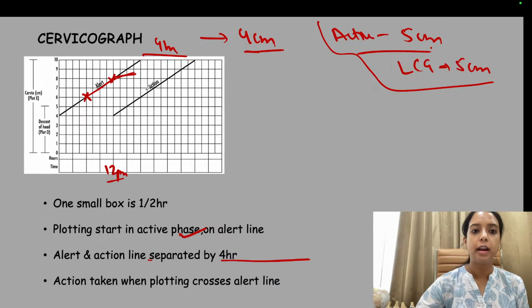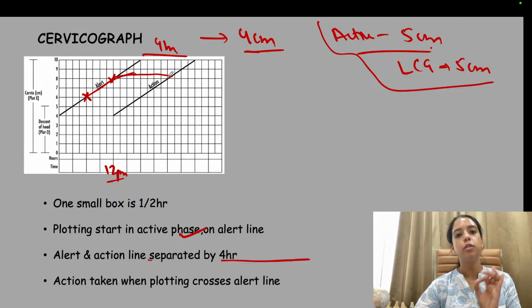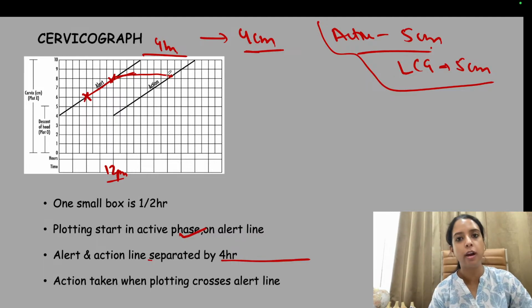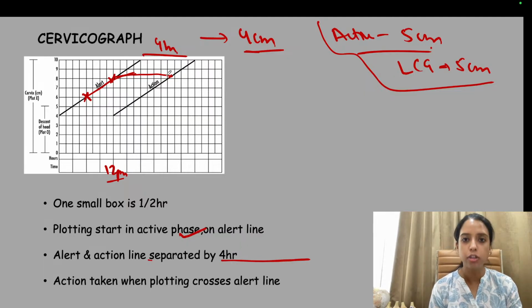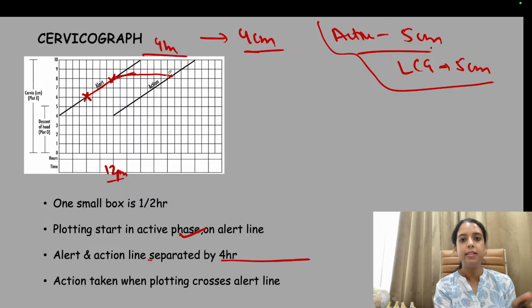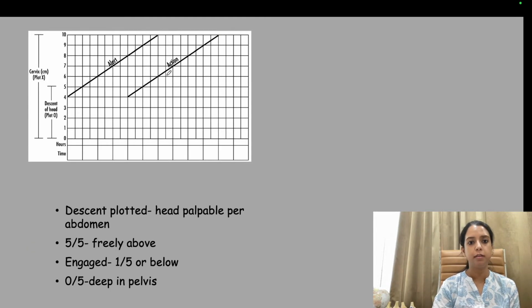After 4 hours, if it is still slow, it will touch the action line. If it touches the action line, now you have to deliver. Whether via LSCS or via instrumental delivery, that you have to see. But as soon as it touches the action line, you have to deliver. We will see whether to do LSCS or instrumental delivery. So once it crosses the alert line, you become alert, shift her to a better center, start oxytocin, rule out CPD. But as it touches the action line, you have to deliver the baby now. How will you deliver the baby? See.